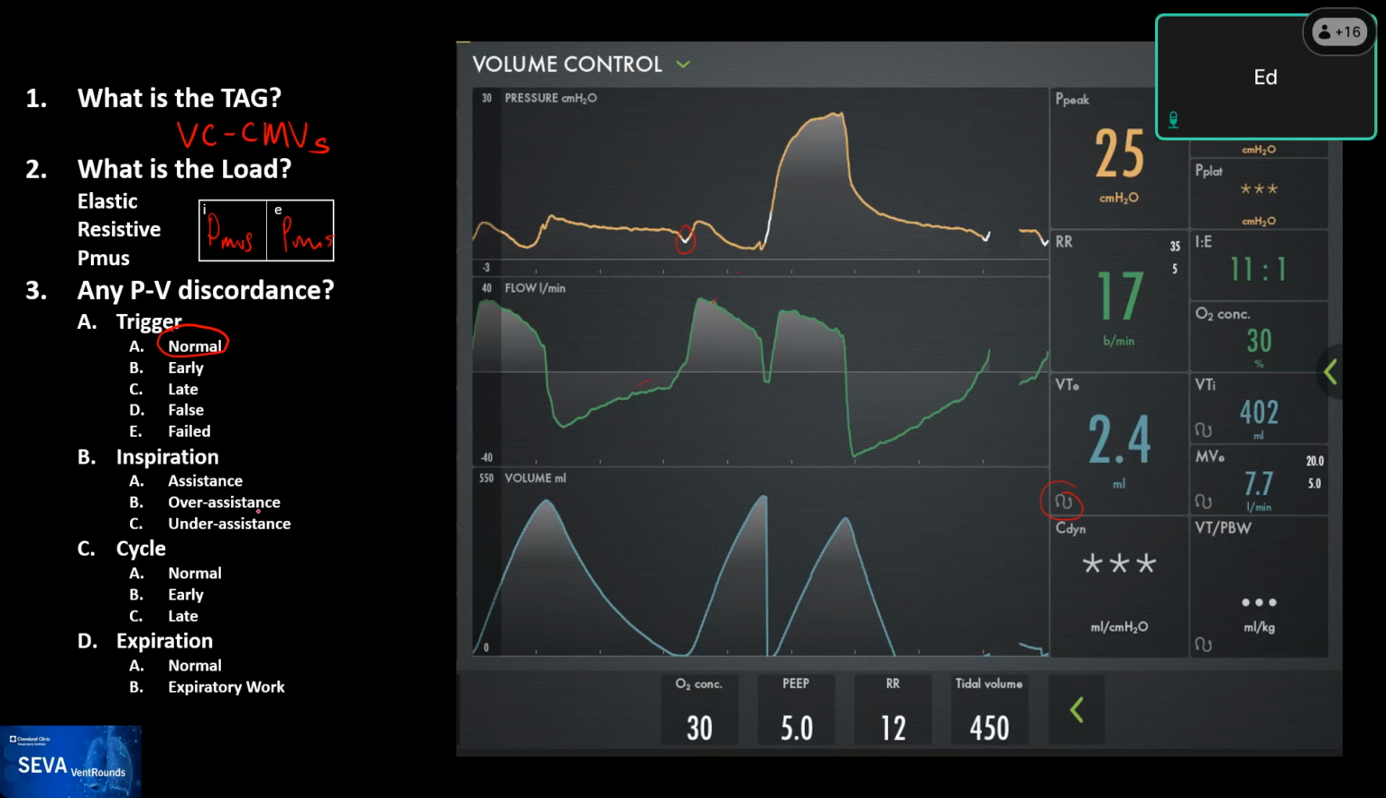So perhaps not an issue, I would say. During inspiration, what do you see? Assistance, over or under assistance? Yeah. So here you know it's under assistance because the pressure is coming under assistance. The pressure in volume control goes under the baseline. So that's the way to remember that. So this definitely has under assistance during inspiration. Yeah, it's basically almost like CPAP, crappy CPAP, but yes. And then the cycle. How's the cycle? Normal, early, late.